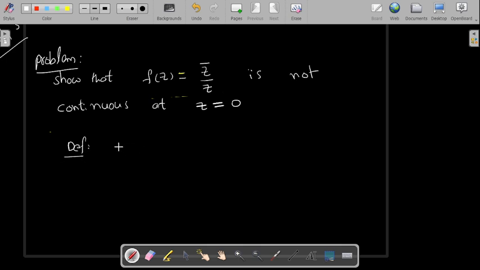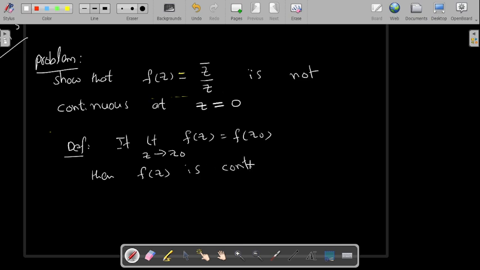Definition: if limit z tends to z naught, f of z equal to f of z naught. If this is satisfied, then we say f of z is continuous at z equal to z naught.